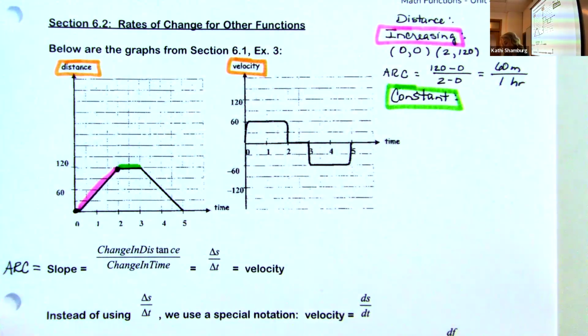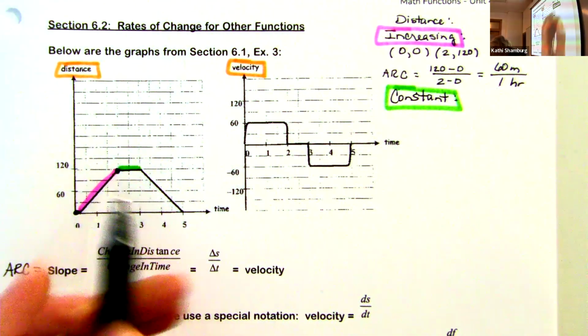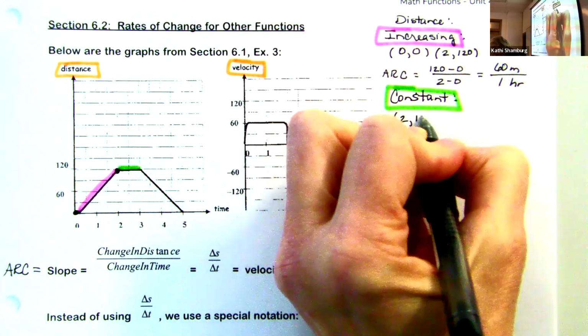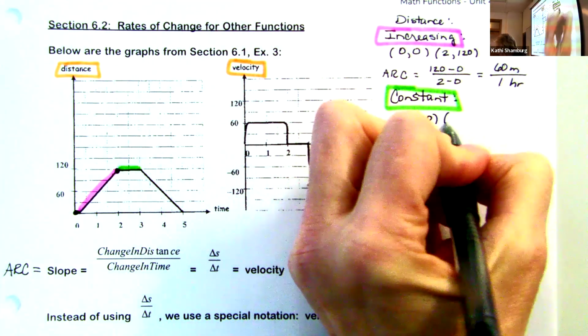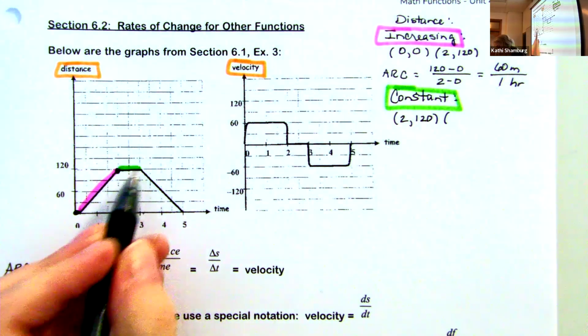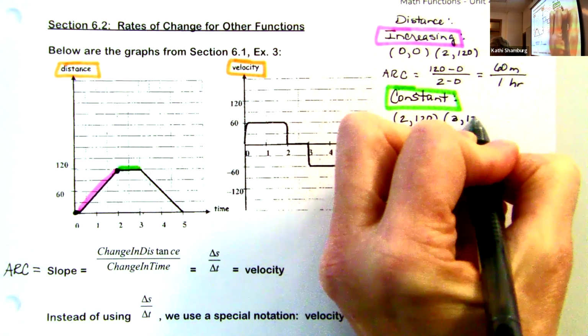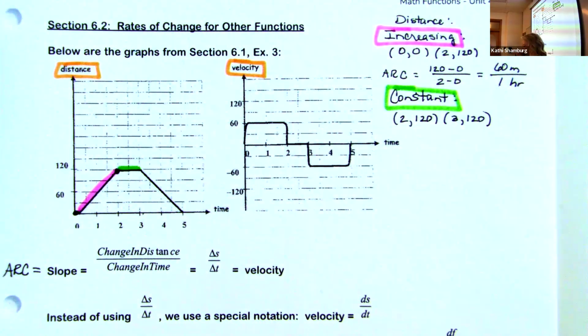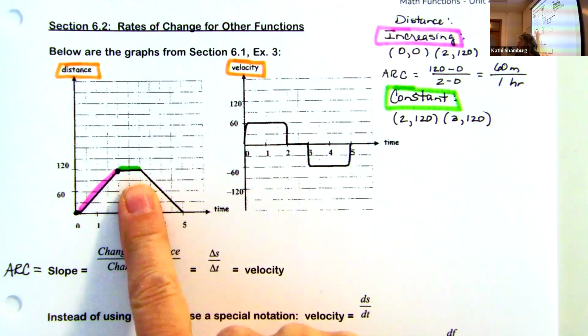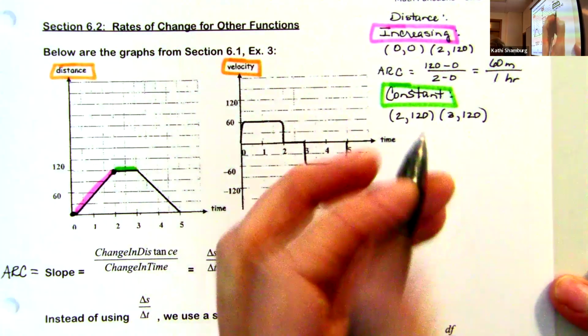All right, again, I'm going to use 2 ordered pairs. We have (2, 120), and then we have what? (3, 120)? Now, what makes sense in this? If I'm here, what makes sense as far as how many miles per hour I'm going? What number represents not moving? 0. All right, let's see if that's what happens.